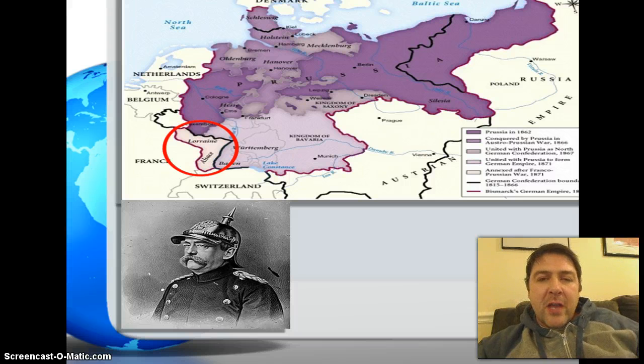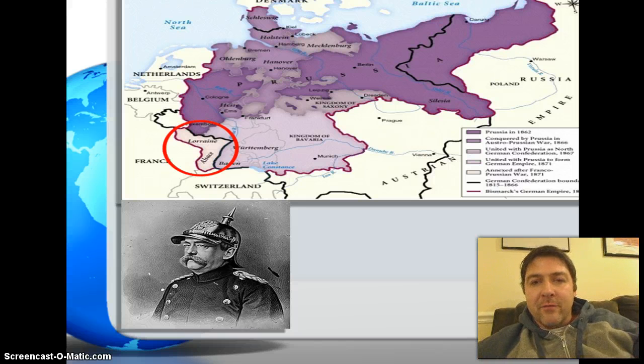Germany's borders will change a little bit after World War I and World War II, but Germany as we know it appears on the map as a result of Bismarck. And that concludes what we need to know for Standard 8D.